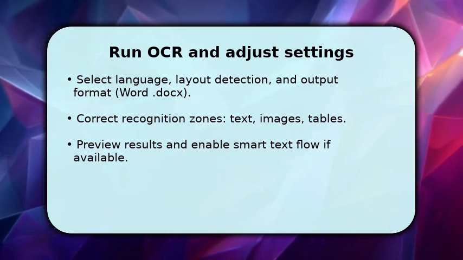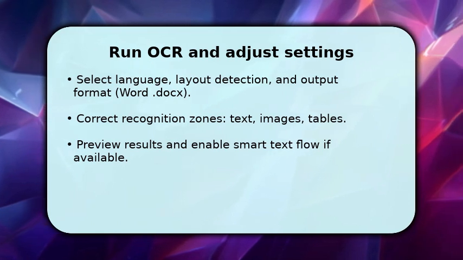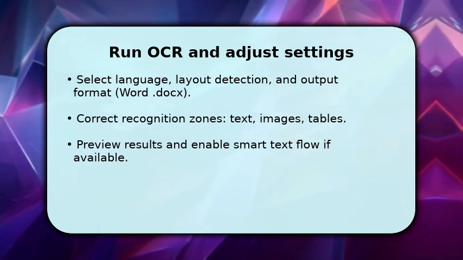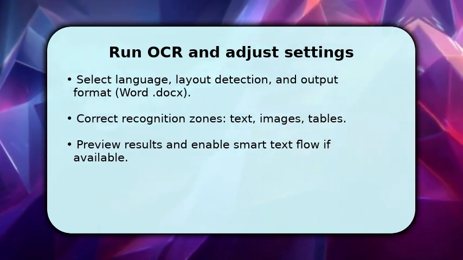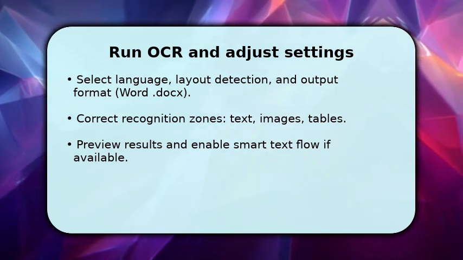Select the document language and enable multi-column or layout detection. This preserves columns and tables. Then run recognition and inspect detected zones, convert images separately and mark tables so they export as editable tables in Word. Make manual corrections in the preview.